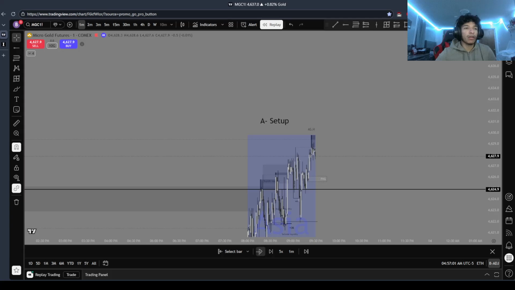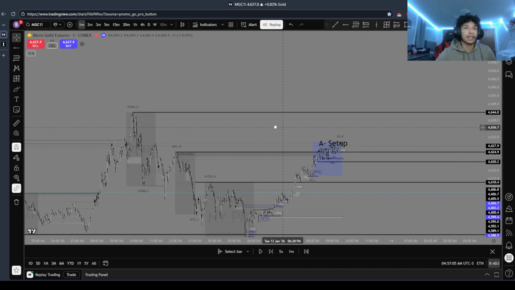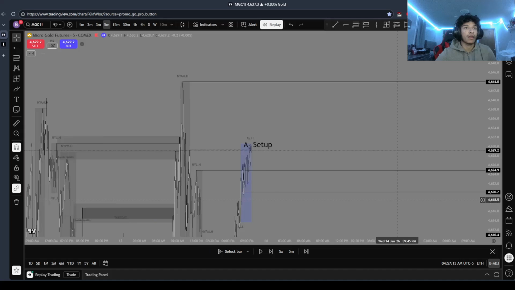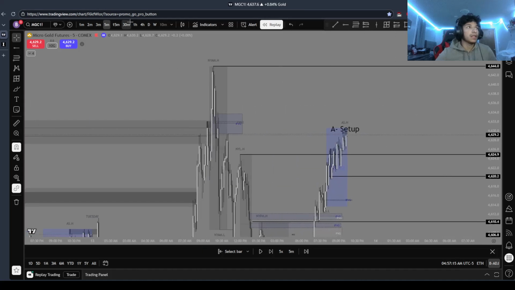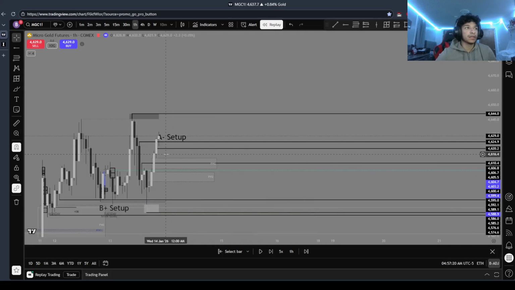Because overall, I do think we ended up sweeping New York AM session highs, right? Let's see, let's put it on like the 5 minute. And really, from even the, let's see, there was no liquidity up here, so I mean, there's nothing I could take it into this dead zone right here.